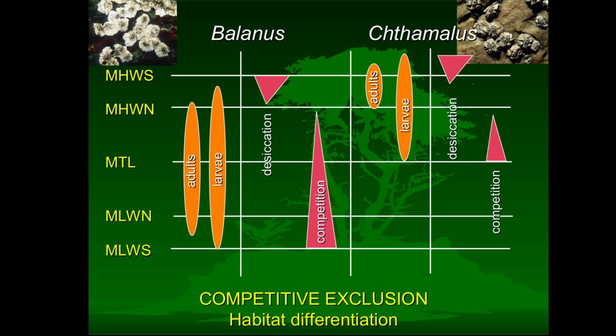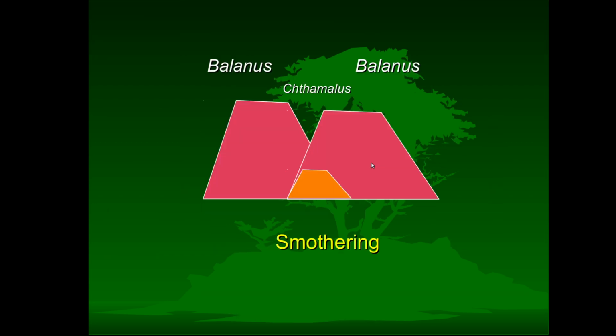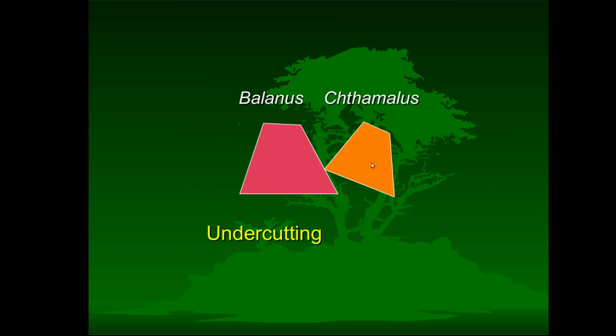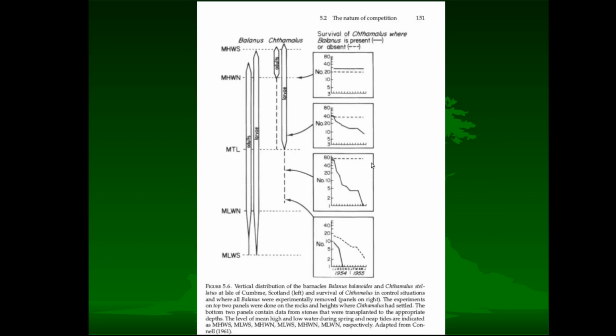But the Balanus was not able to overgrow or undercut or smother the Thamylus up in the higher zone where Thamylus adults occurred, up in this part of the zone. So Balanus was not able to competitively exclude Thamylus in this region.